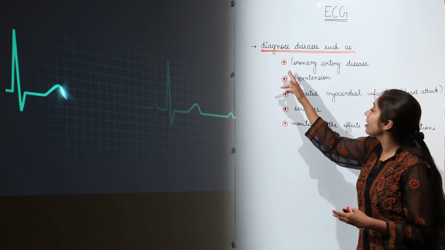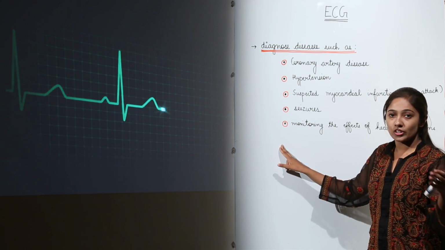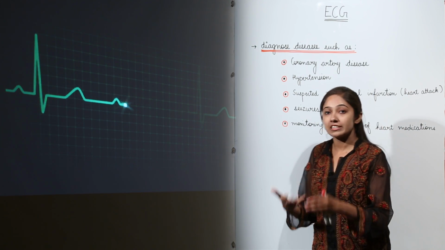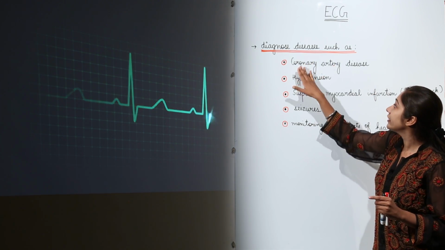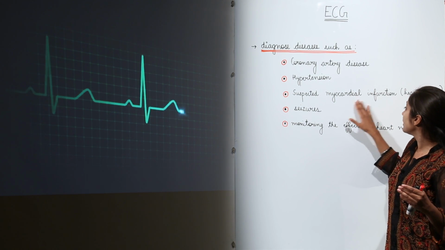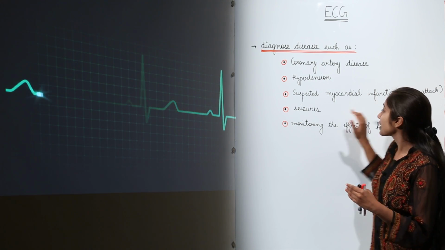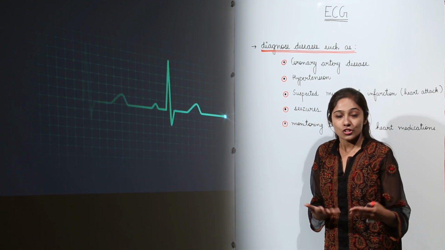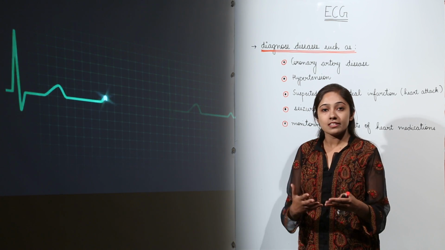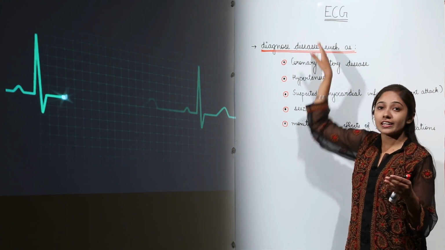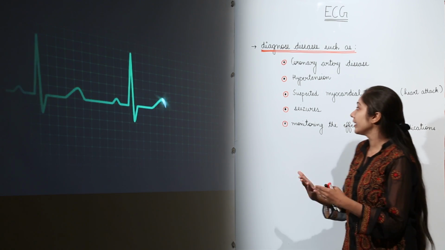So these are the applications of ECG where it is used for diagnosis of diseases, I repeat, such as coronary artery disease, hypertension, suspected myocardial infarction, that is heart attack, seizures, monitoring the effects of heart medications. So these are some of the diseases whose diagnosis is done by using this technique, that is electrocardiography, right?